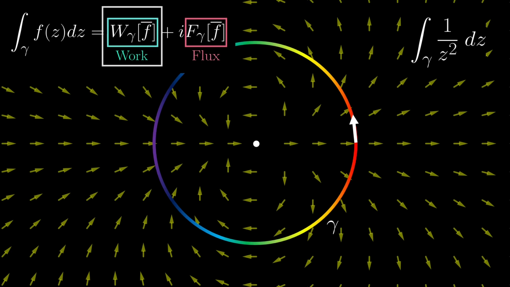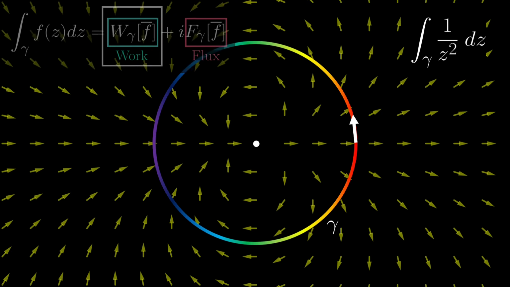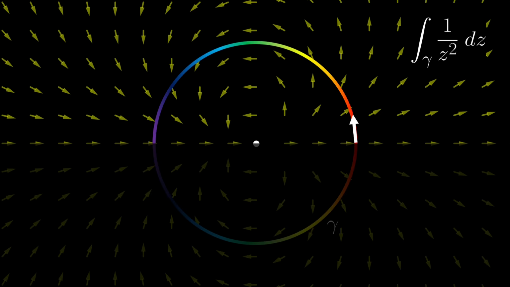First, let's see the work done. Well, for the upper half of the loop, we can see that the vector field generally aligns with the direction of travel, and so the work done on the upper half is positive.